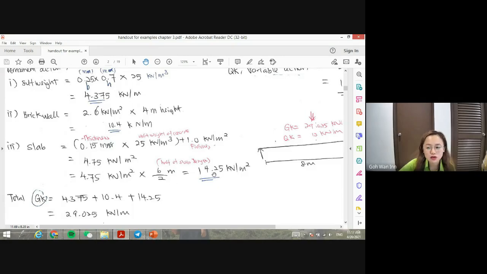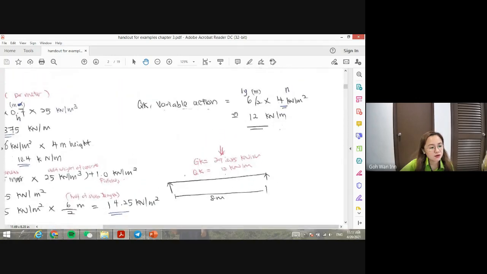Make sure when you distribute the load from the slab to beam, you get the correct value. You don't take this 4.75 kilonewton per meter square, because this is the load on the slab. From the slab to the beam, if it is one way, you multiply by half of the length. But if not, you need to use the 9 cases. In example 2, 3.2, I will show you. So total Gk is 29.025 kilonewton per meter.